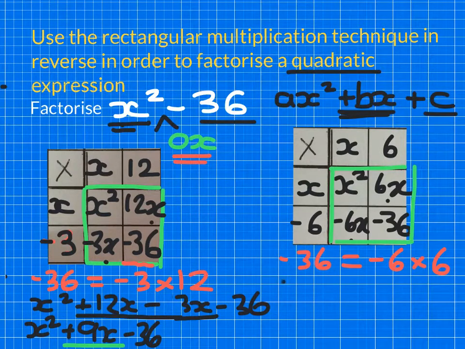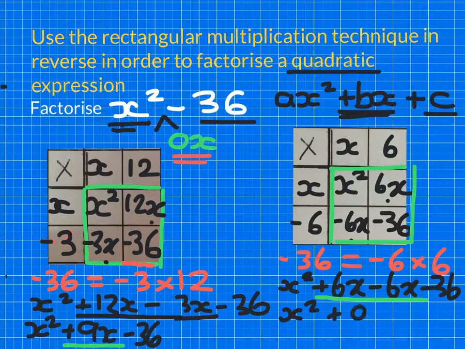We have x squared plus 6x minus 6x minus 36. And we can see that a positive 6x and a minus 6x is going to give us 0x. x squared plus 0x minus 36, which can then be written as x squared minus 36, which is what we're looking for.